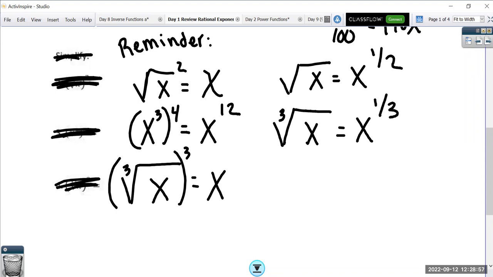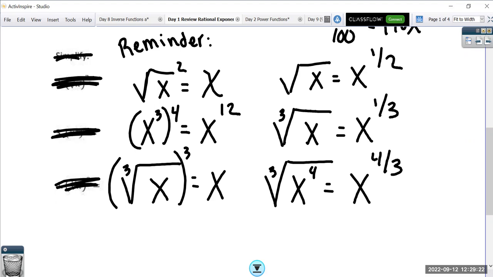Now, if we are very lost on these rules, there is a module in our classroom that walks you through the worksheet from yesterday, re-going through a lot of these rules. And then the final one that I want to remind us of is if I have the cube root of x to the 4th, we would rewrite that as x to the 4/3.